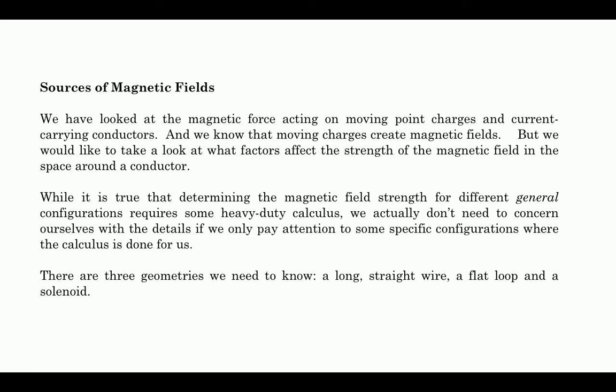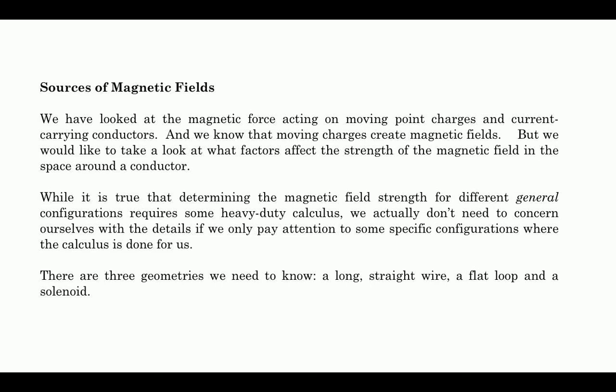Determining magnetic field strength for general configurations, for weird geometries or weird shapes, if we've got currents in a ring or in a loop, takes some pretty heavy duty calculus. But we don't need to worry about that if we look at some very specific configurations where the calculus is done for us. To be honest, there's really only three that we're going to look at in grade 12.